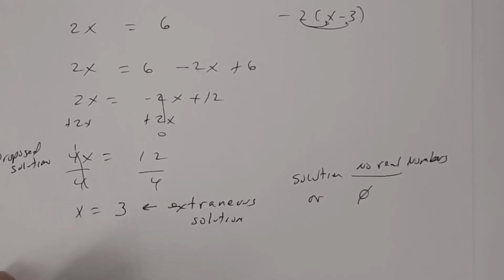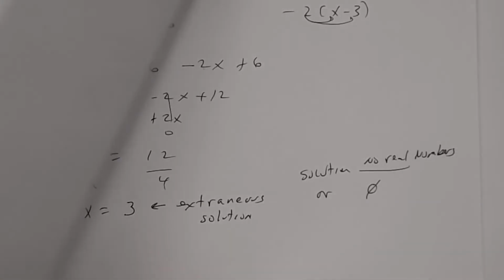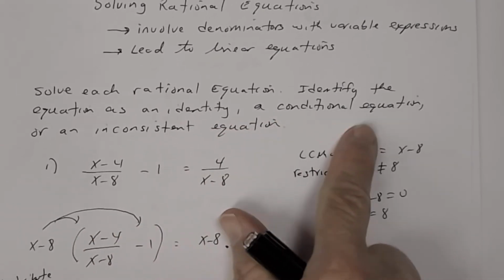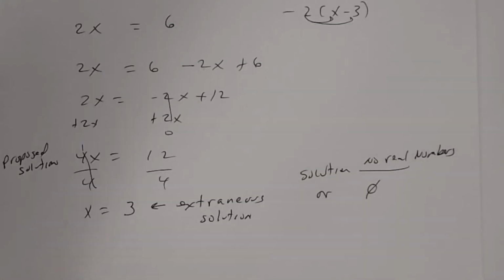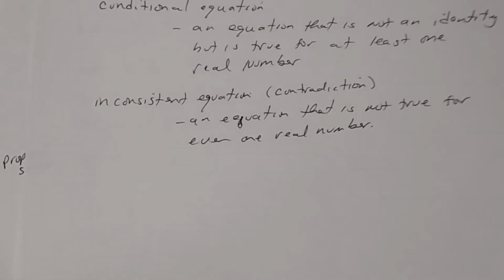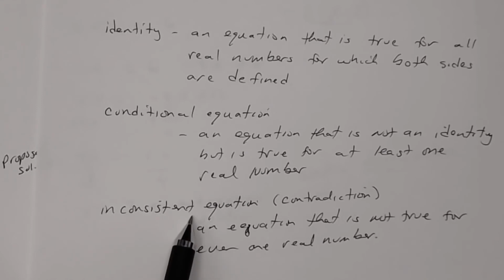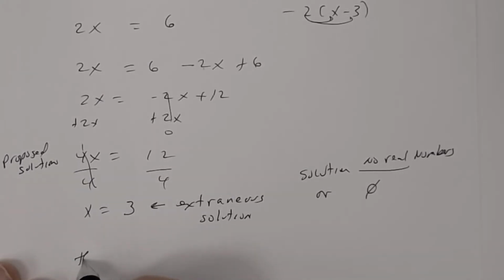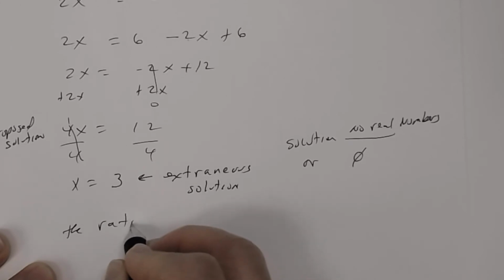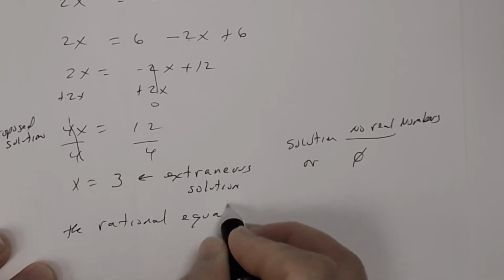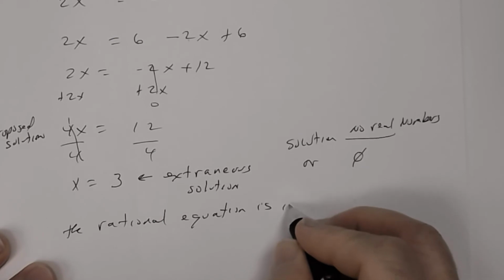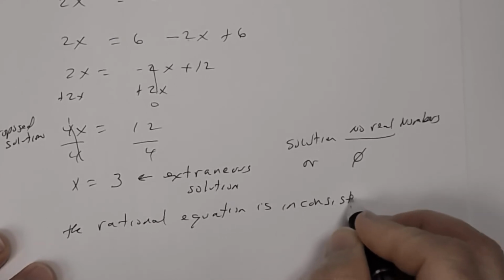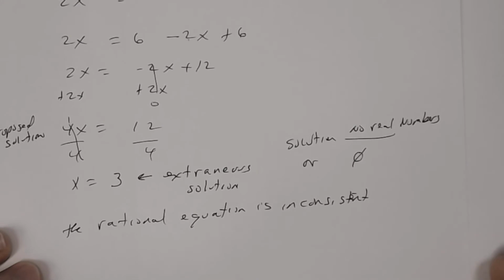Now let's answer the next part of the question. Is this equation an identity, a conditional equation, or an inconsistent equation? Going back to our definitions, which one is it? It's inconsistent. An inconsistent equation is an equation that is not true for even one real number. So the rational equation is inconsistent.